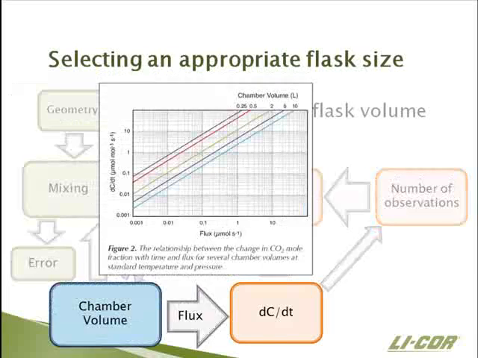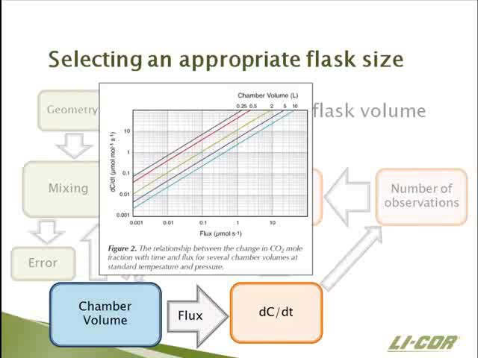So taking our knowledge of where our minimum DCDT needs to be, we need to go out in the literature or make some test measurements and figure out what magnitude of fluxes we're going to be measuring. Because if we know the fluxes, or have a guesstimate of the range of fluxes that we expect to be working with, and we know what the minimum DCDT is that's acceptable for the maximum amount of error we want to see in our measurements, we can select a chamber volume that's appropriate to make those measurements.